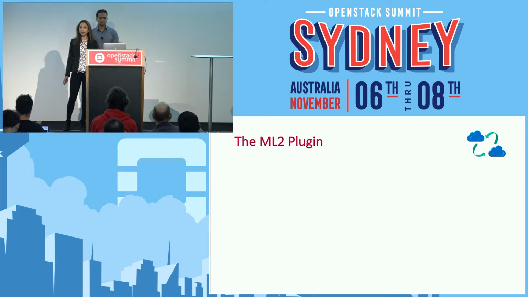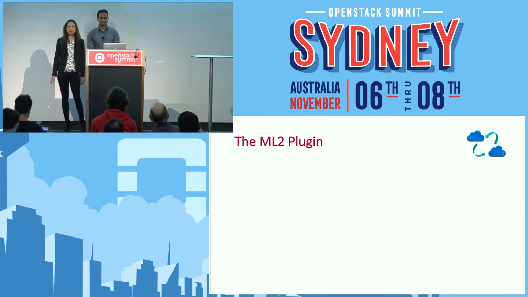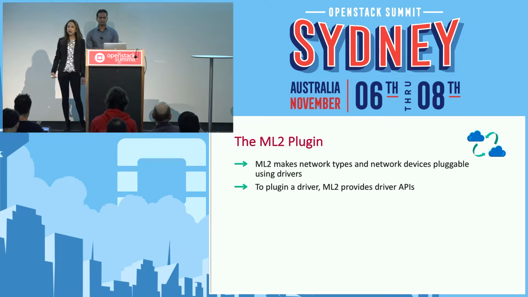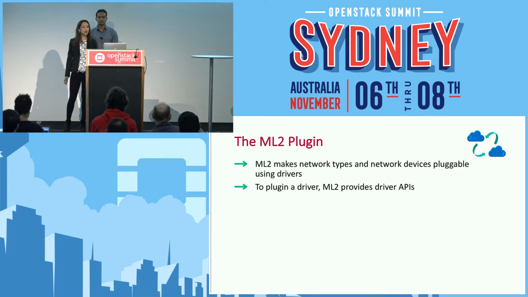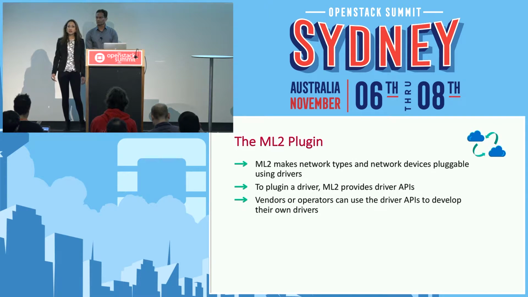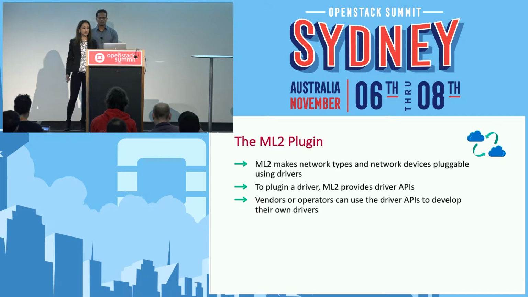Let's take a more detailed look at the ML2 plugin. The ML2 uses a single plugin, multiple driver architecture model. ML2 makes both network types and network devices pluggable using drivers. So how would one plug in a driver? To plug in a driver, ML2 provides driver APIs. A vendor or an operator can use their own driver APIs to develop their own drivers.